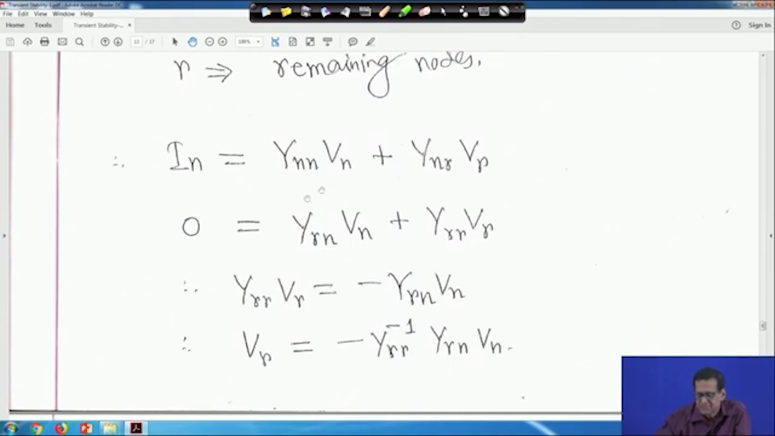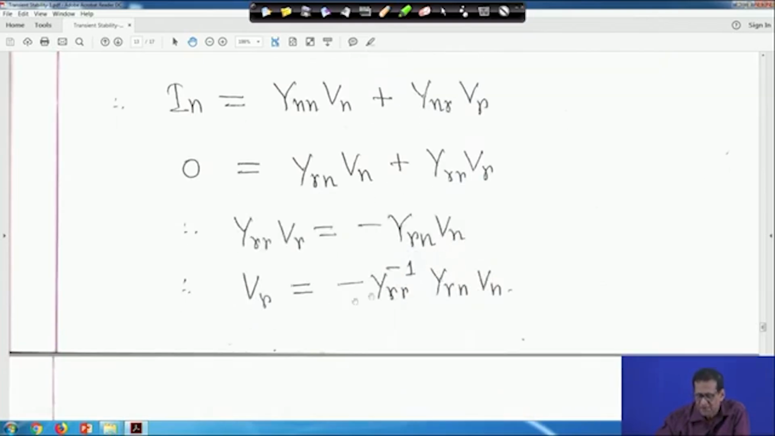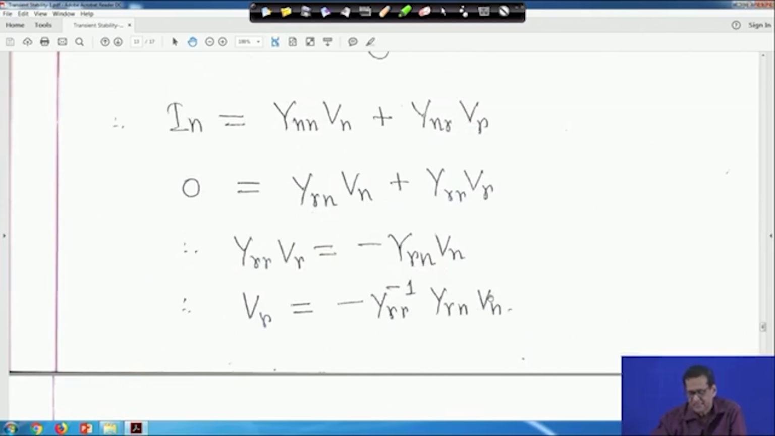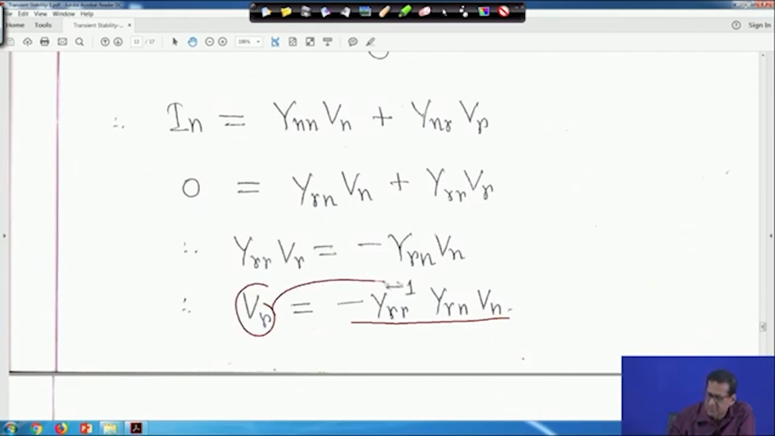This is the first equation, this is the second equation. From the second equation you can write Y r r V r is equal to minus Y r n V n, or V r is equal to minus Y r r inverse Y r n V n. So this V r you got, and you substitute it in the first equation. Then you will get I n is equal to Y n n V n minus Y n r Y r r inverse Y r n into V n.